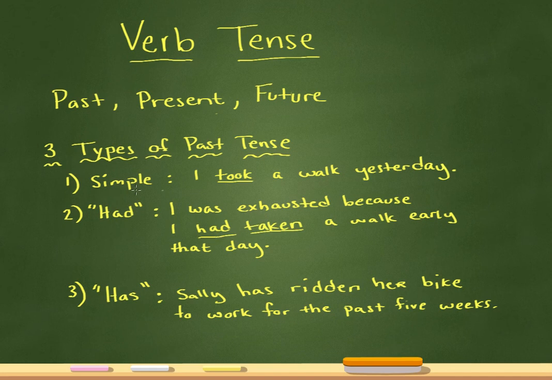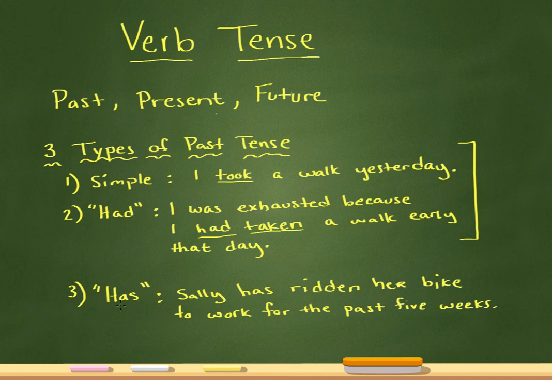Okay, so to reiterate, because these two are usually the hard ones to decide between, the simple and the had. The simple you use when it's in a set amount of time, usually once, and use had when it's not in a clear amount of time, or when it's a past event that happened before another past event. Okay, so that's the had form.